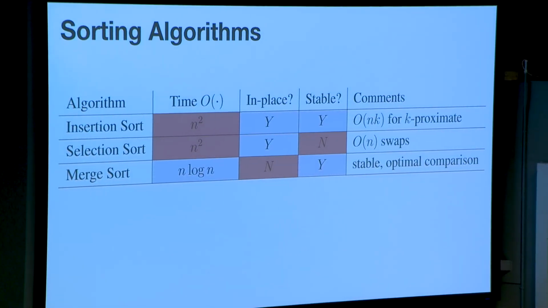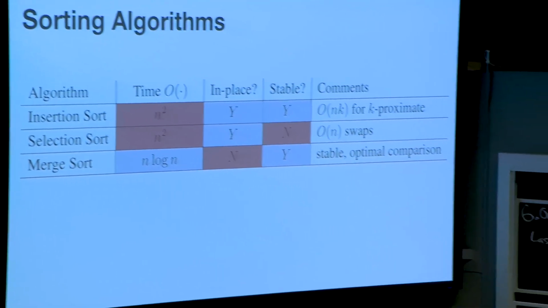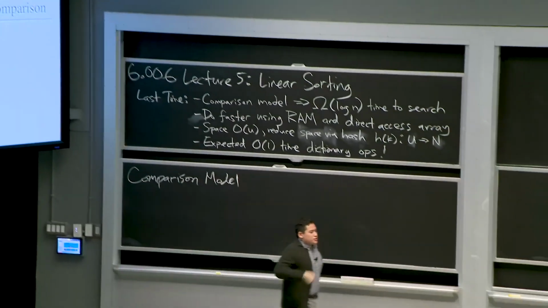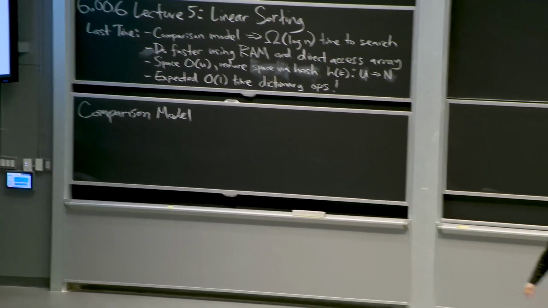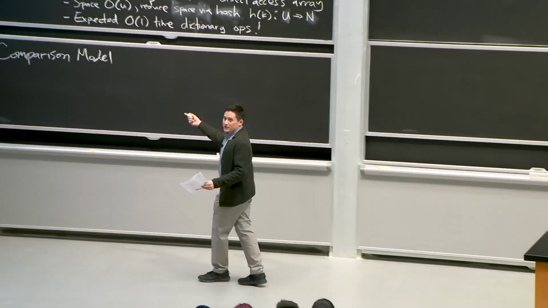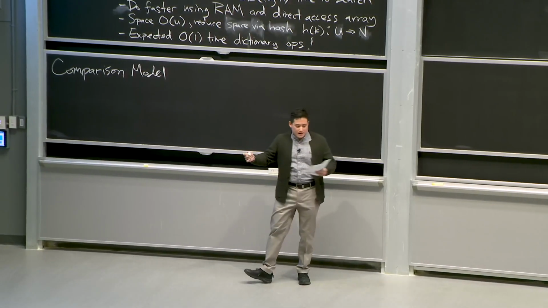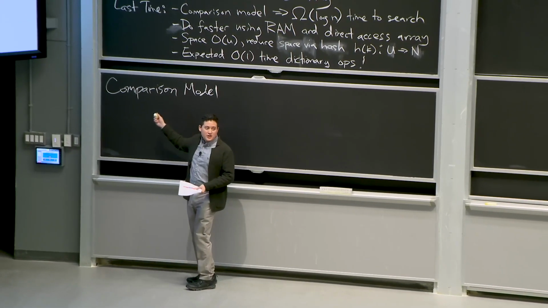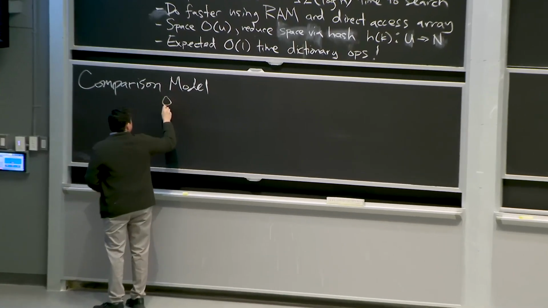So in the comparison model, what did we use when we were trying to make this argument that any comparison model algorithm was going to take at least log n time? What we did was we said, OK, I can think of any algorithm in the comparison model as kind of this.